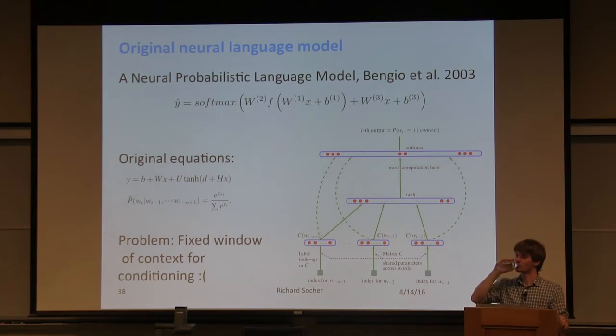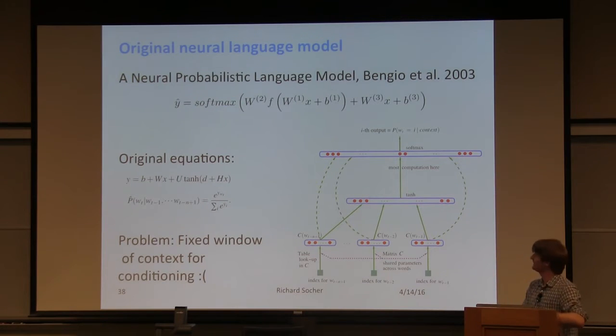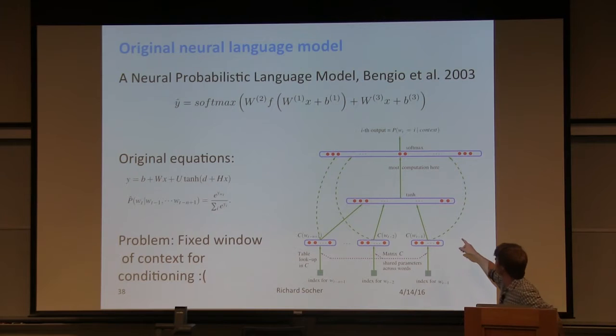How many units are in the layer? It highly depends. I think you want to have at least a couple hundred here. I think like 500 or so.